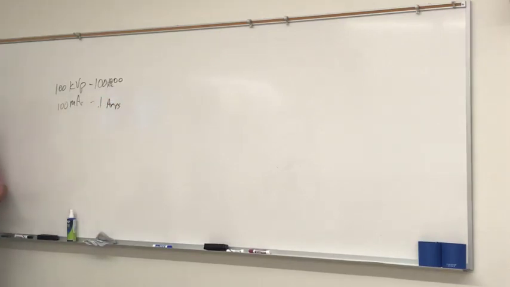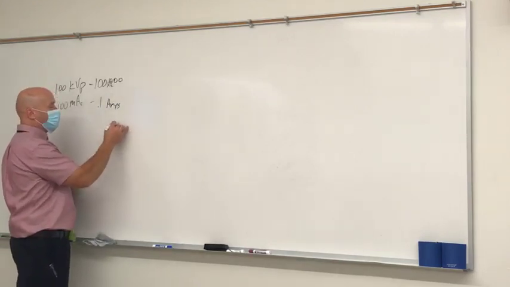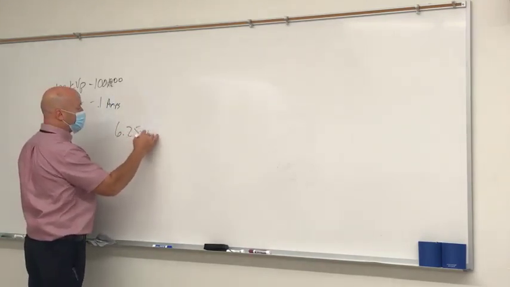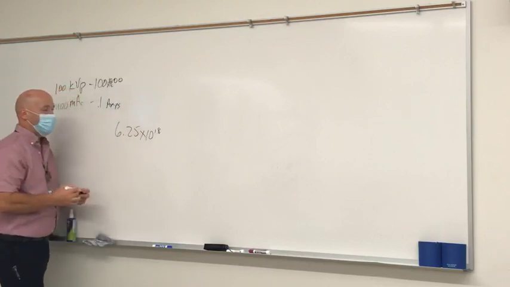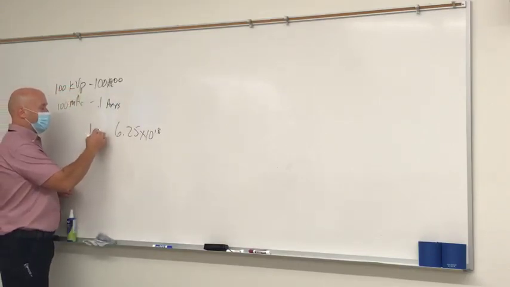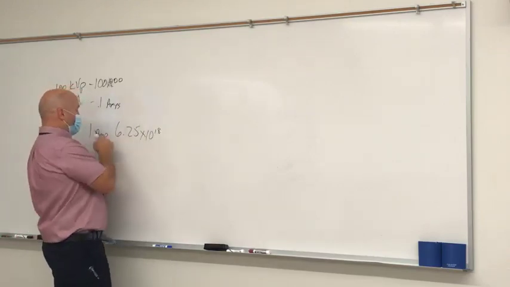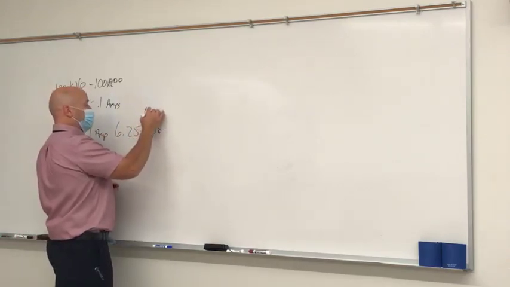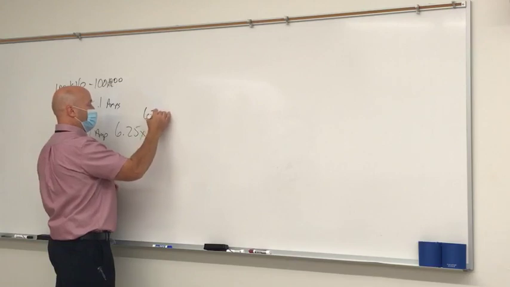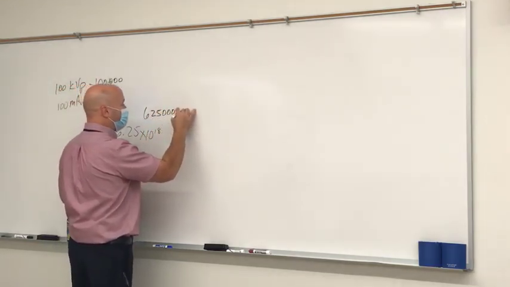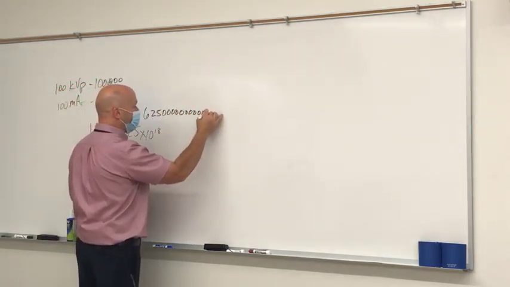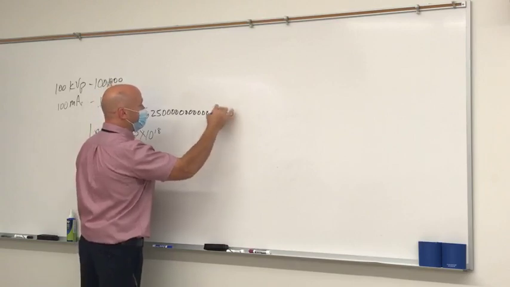Okay? Now, amp is just a measure of electrons. I should have verified this before it came in, but it's somewhere on the order of 6.25 times 10 to the 18th power electrons is 1 amp. Okay? So, what we're looking at on a 1 amp exposure is 1, 2, 3, 4, 5, 6, 7, 8, 9, 10, 11, 12, 13, 14, 15, 16, 17, 18.